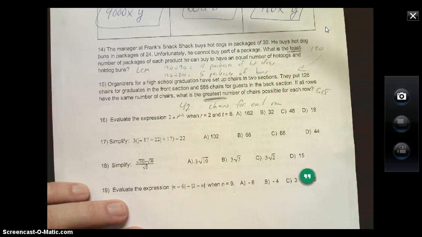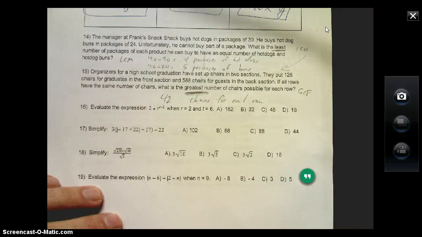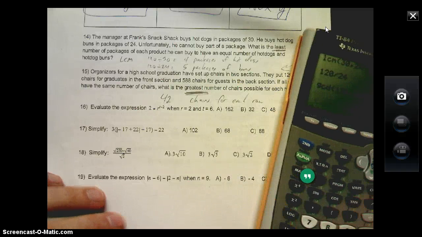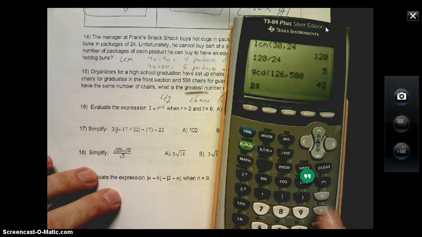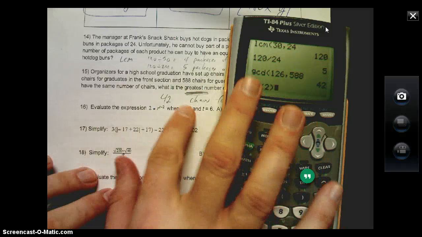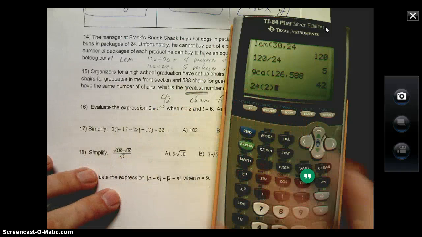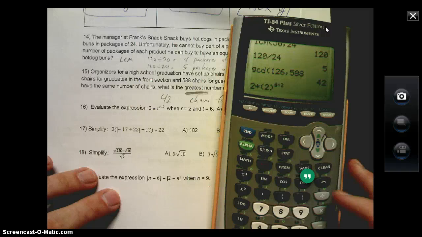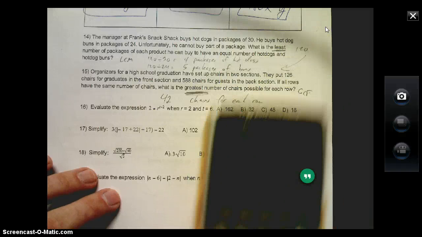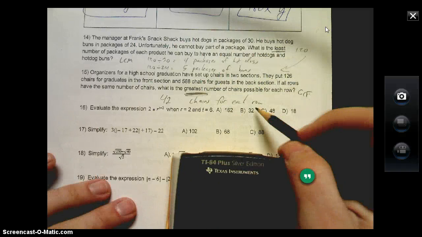All right, cool. 16, evaluate the expression 2 times r raised to t minus 2 when r equals 2 and t equals 6. All we're doing is substituting in here. 2 times, instead of r, I'm going to put parentheses 2. That's what r stands for right here. Then it's caret raised to the power of t minus 2, 6 minus 2. Enter. 32. Check out our answers. B is looking pretty good.